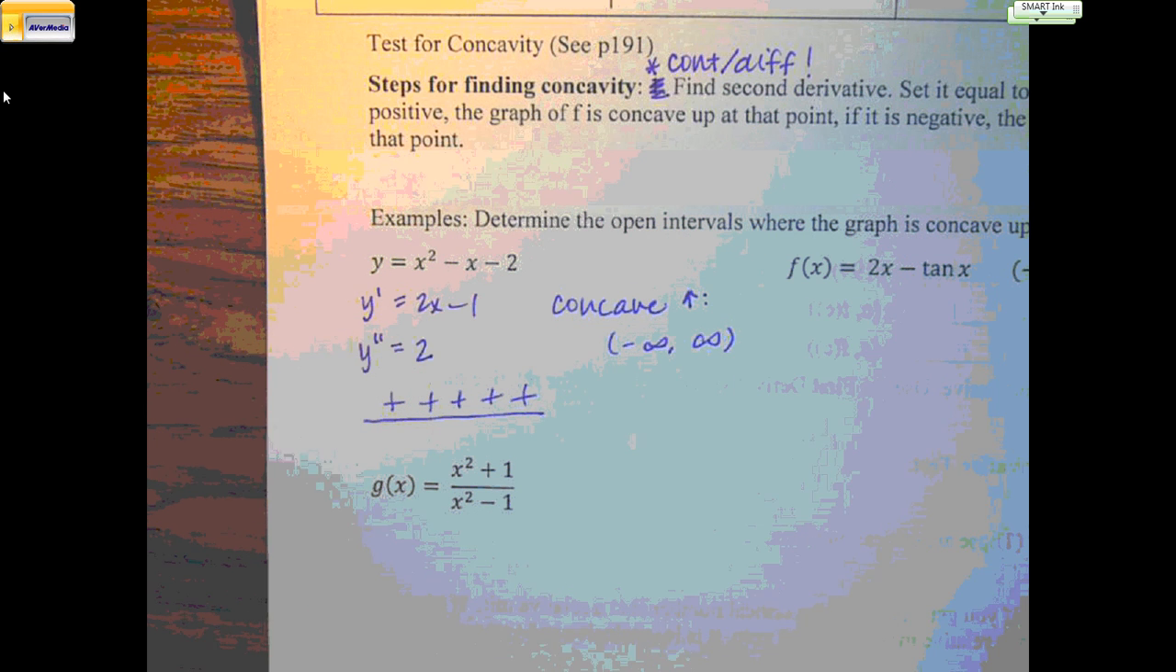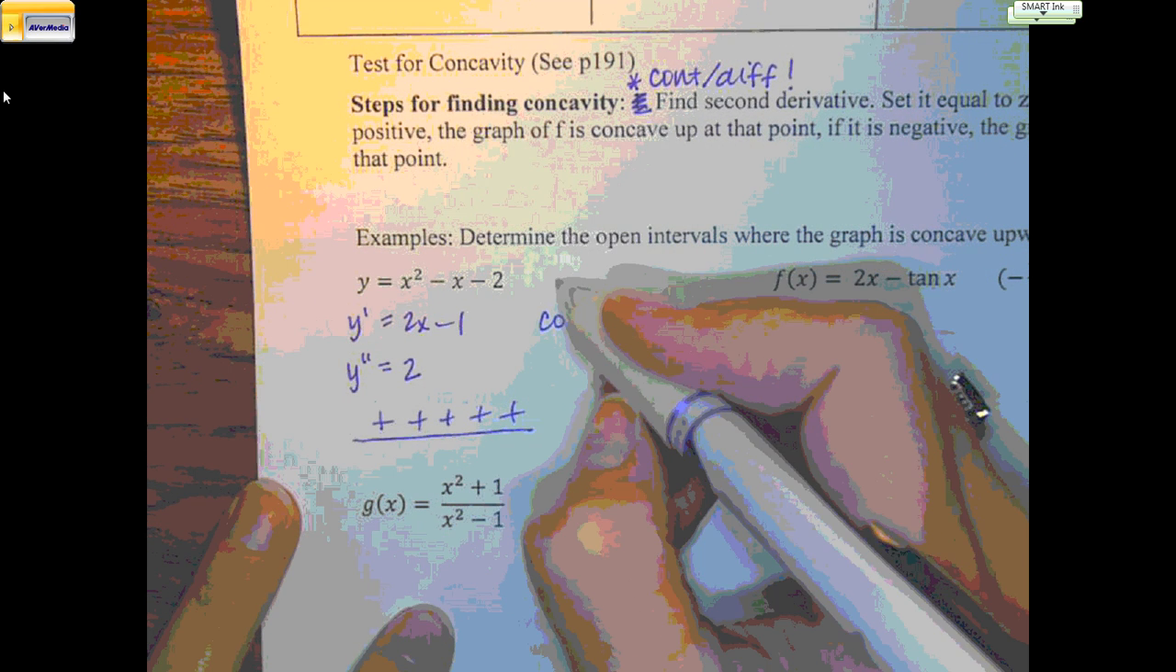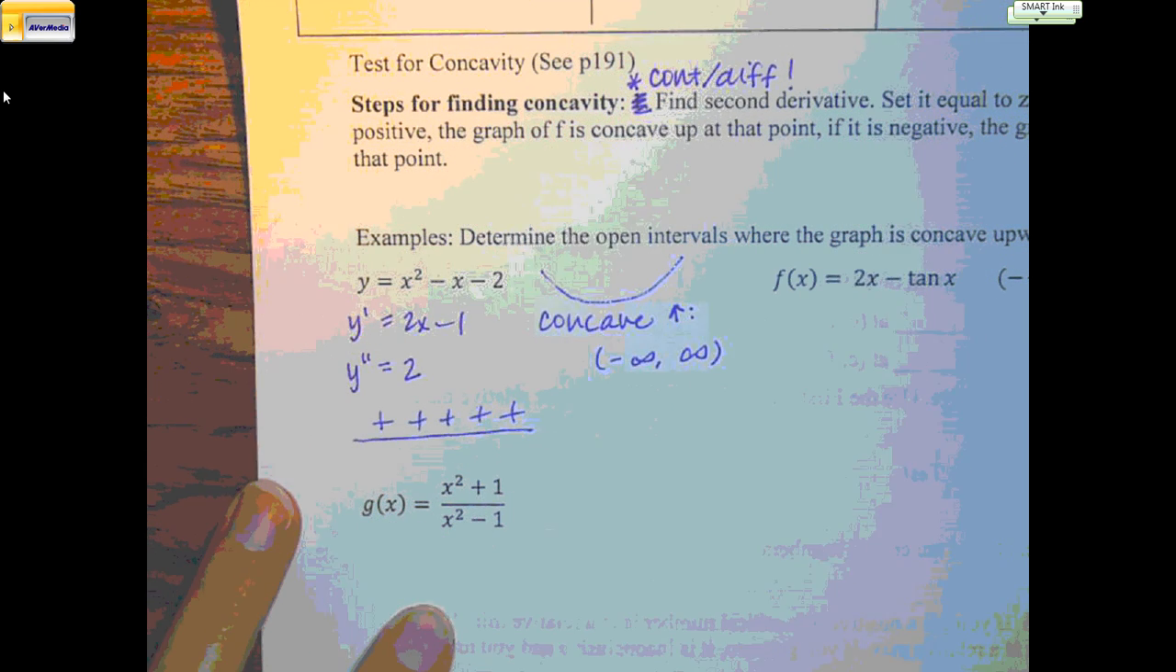Any questions? Concave up means that the entire graph is going to be part of sort of a large smiley face. Good question. All right, next example.